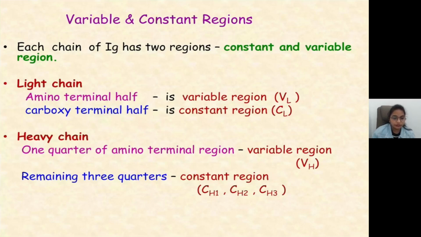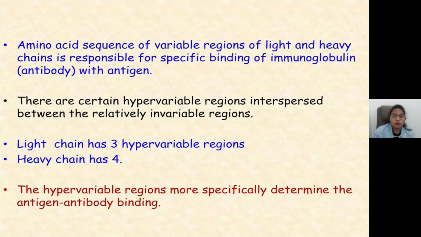The heavy chain has one quarter of the amino terminal as the variable region, that is VH, and the remaining three are constant, which are also known as CH1, CH2 and CH3. Right? The amino acid sequence of the variable regions of the light chain and heavy chain is responsible for how they will bind with an antigen.